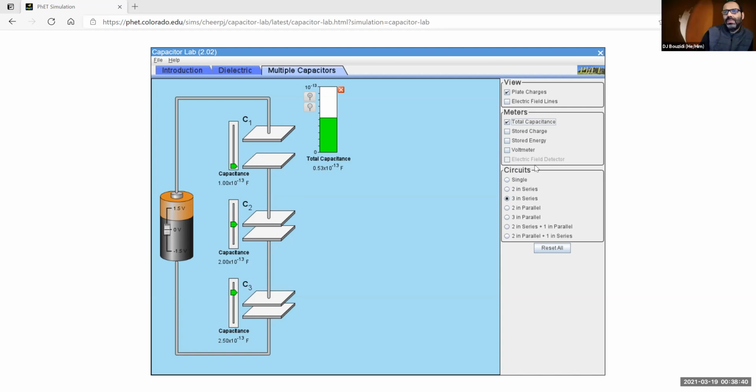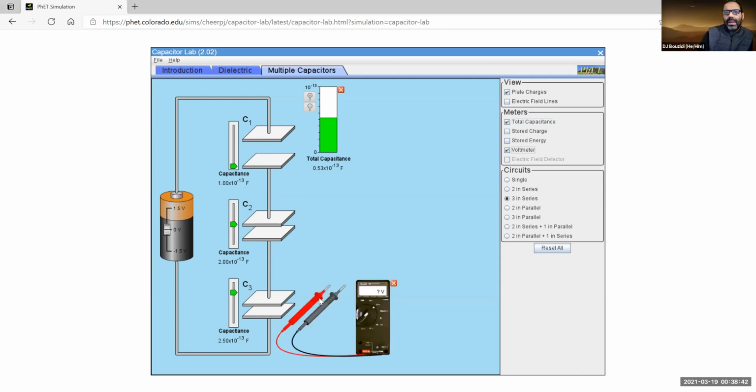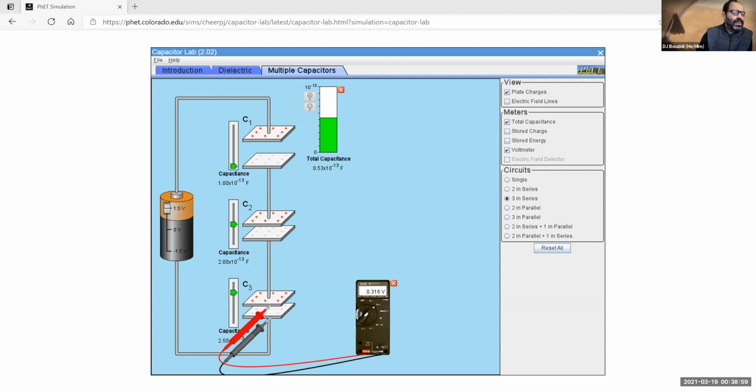But then you're going to bring a voltmeter now and put it in here. At this point, there is 0 voltage because there is nothing on any of the capacitors. So let's make a voltage in here, 1.5, okay? Put it everywhere. So this capacitor has 0.316 volts. I'm going to read that, 0.316 volts. Then let's do this one in here.